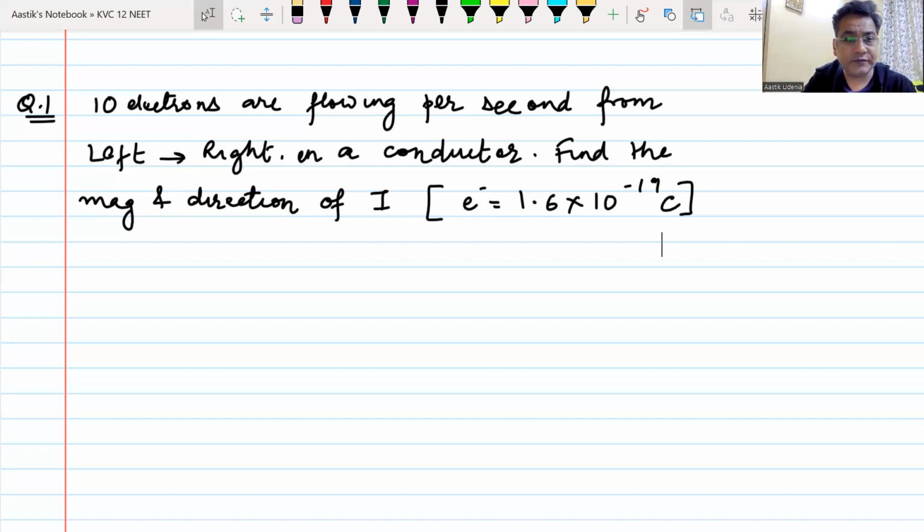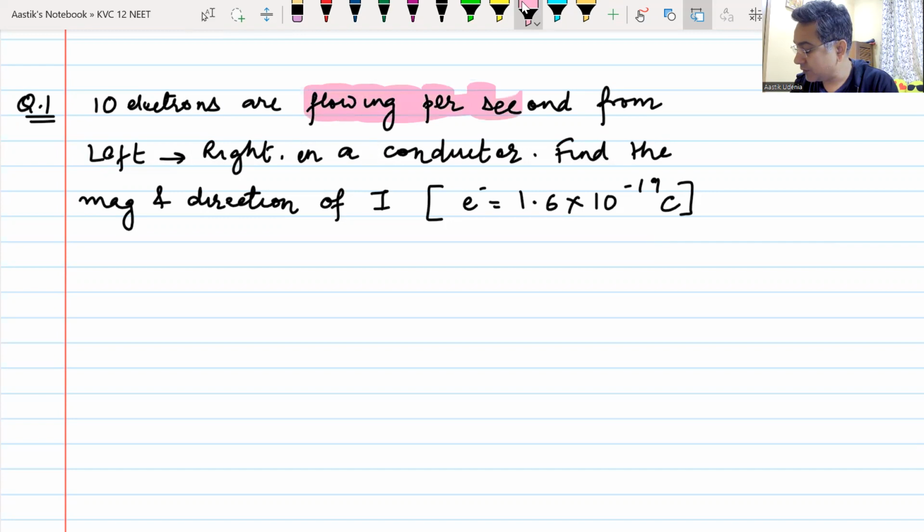Okay, I'll solve it for you. 10 electrons are flowing per second. So we can find out the total charge which has flown per second, and then you can find out the current.